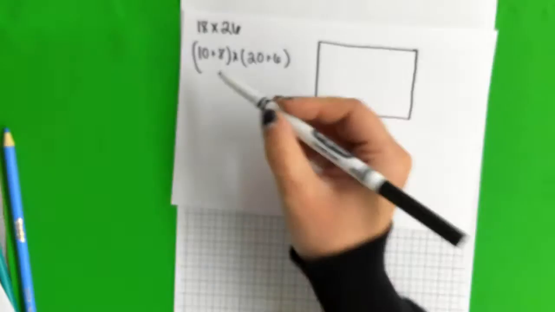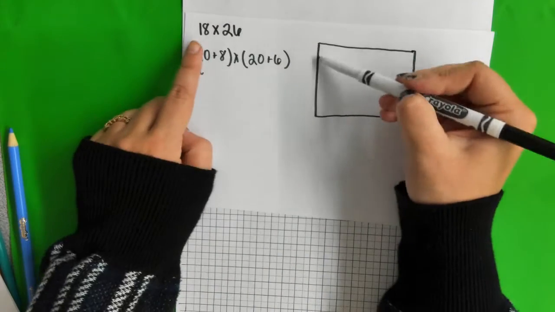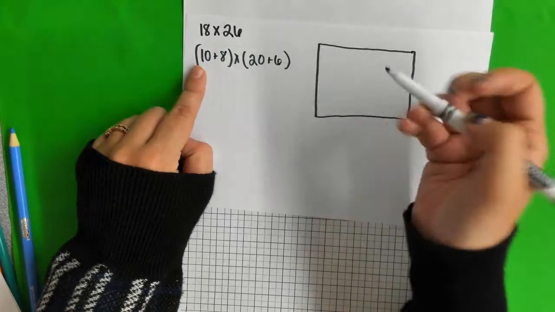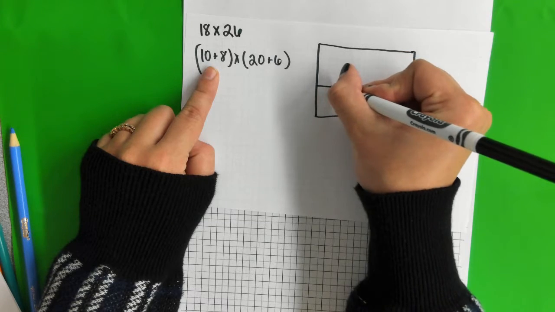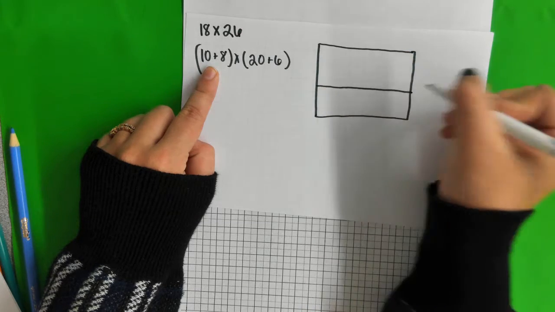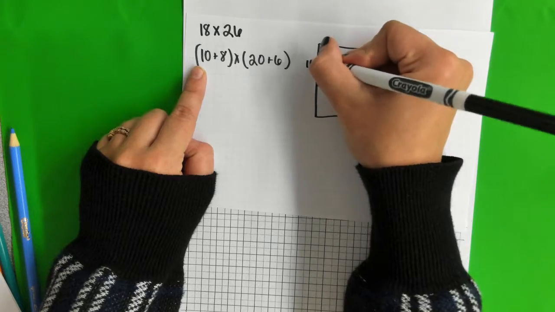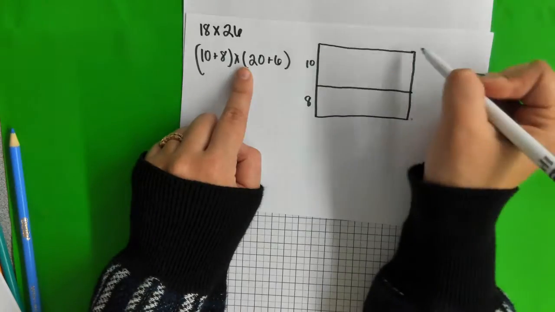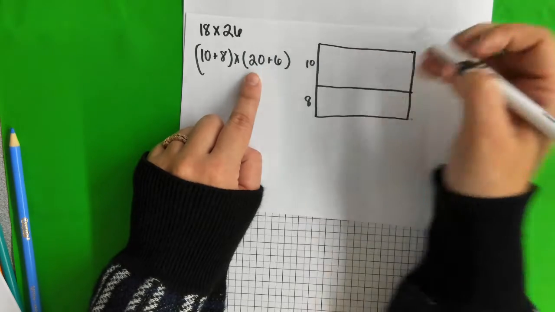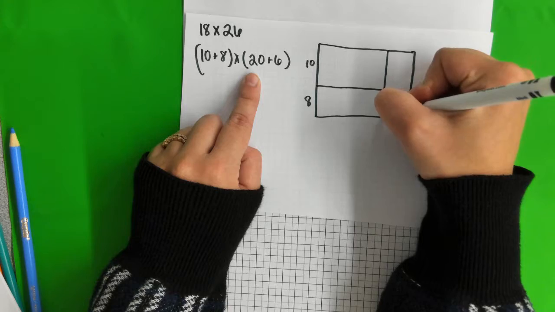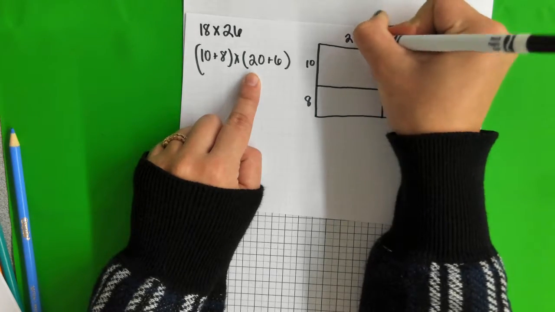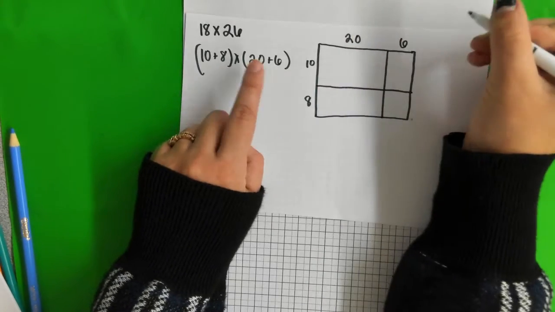And I can break it up myself. So I know that down the side, I would have 18, and I'm going to break it up into 10 and 8. And 8 is a little bit smaller than 10, so I'm going to give 10 the bigger side. We're going to label this 10 and 8. And then across the top, I'll have 26. And I know that 26 is bigger than 6, so I'm going to give 20 the bigger side. And I have 20 and 6.